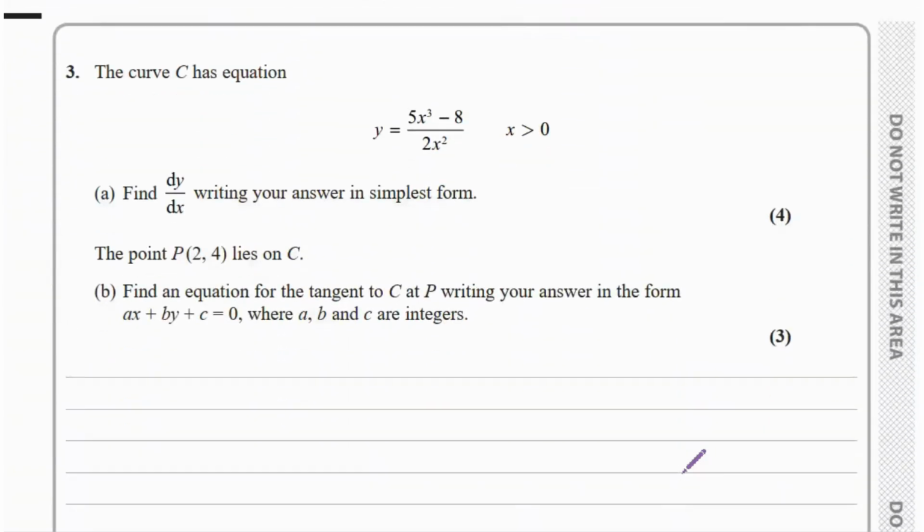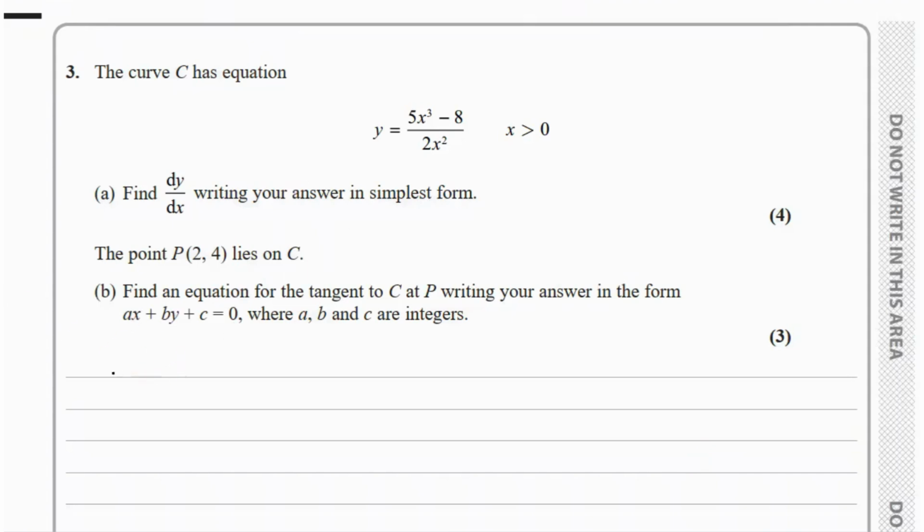Then it says the curve C has equation y equals 5x cubed minus 8 over 2x squared, where x is greater than 0. We have to find dy by dx, writing your answer in simplest form. So now we're doing differentiation. And you were introduced with this concept in your IGCSE as well.